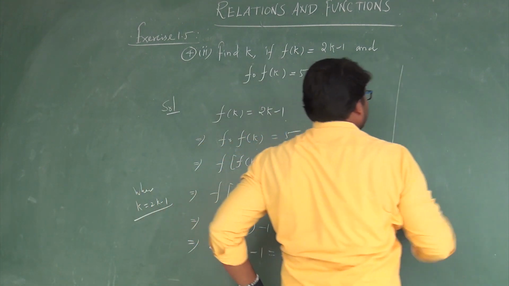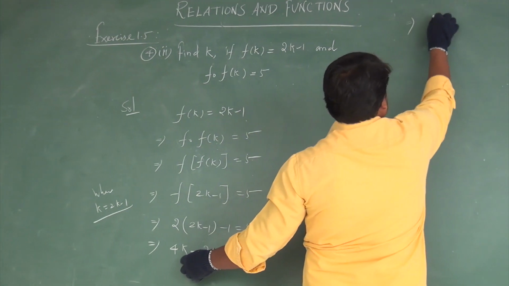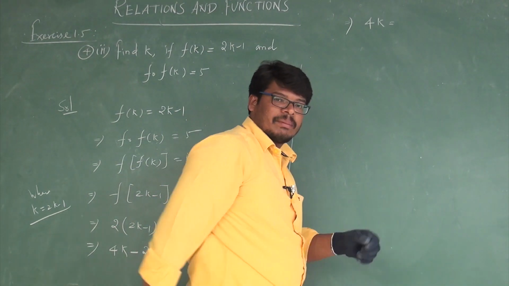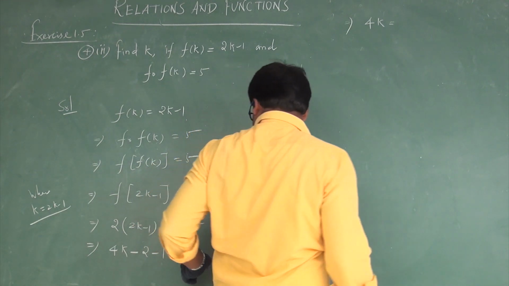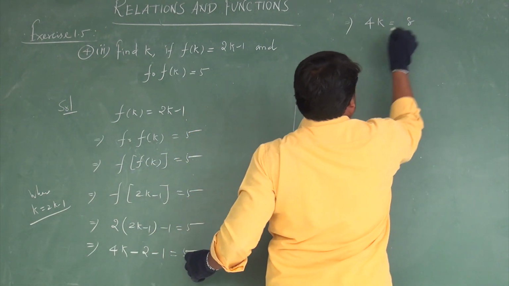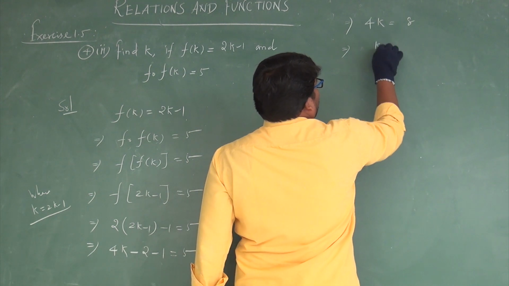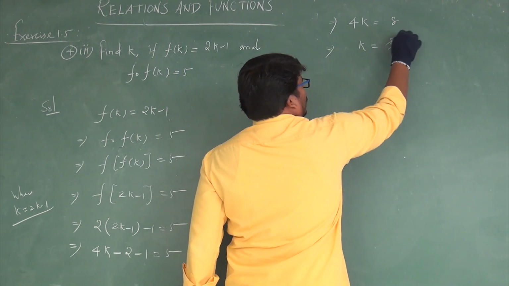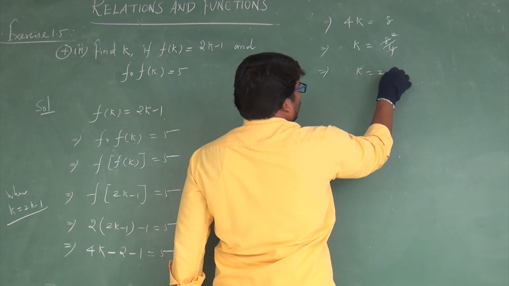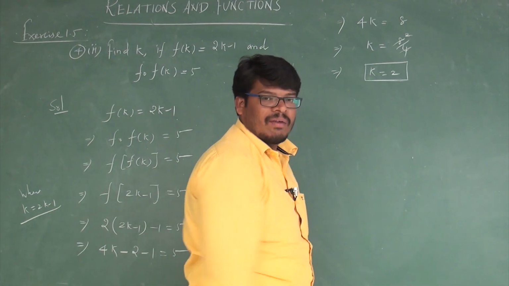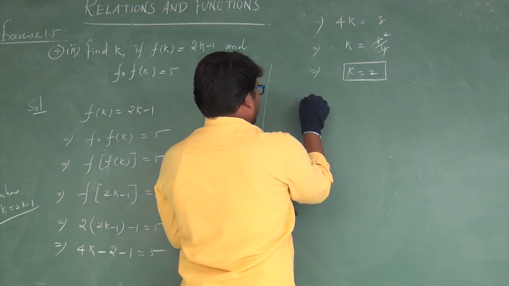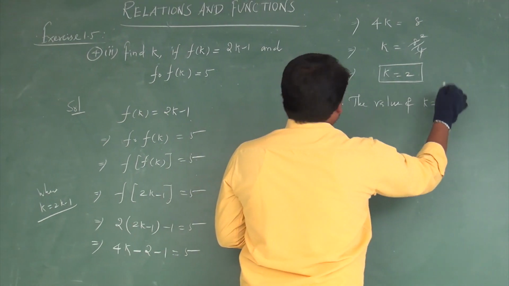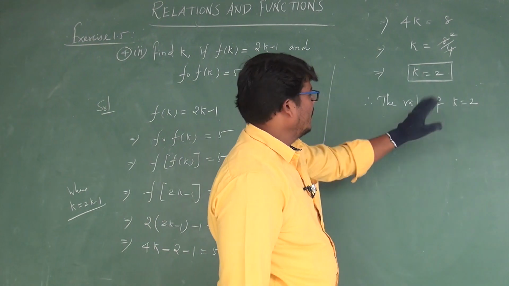This implies 4k equals minus 2 minus 1, which is minus 3. Minus 3 on that side becomes plus 3. Already 5 is here, and 5 plus 3 is 8. That implies k equals 8 by 4. Now cancel: 2 fours are 8. That implies k equals 2. Therefore, the value of k is 2.